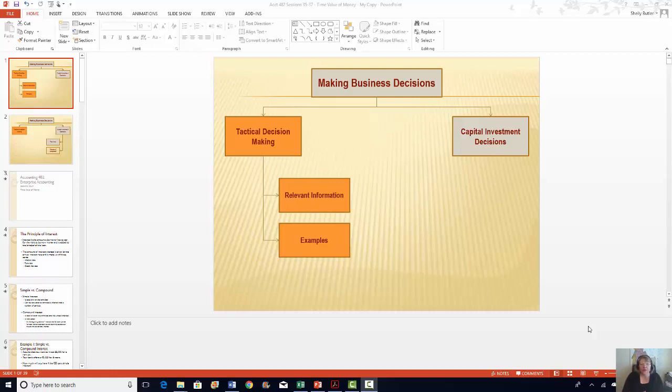We're continuing along with our Making Business Decisions module. In the last sessions, we talked about making tactical decisions and relevant information. We did some examples. Now we're moving over to capital investment decisions, and these are bigger decisions that take a lot more time and a lot more resources to implement.